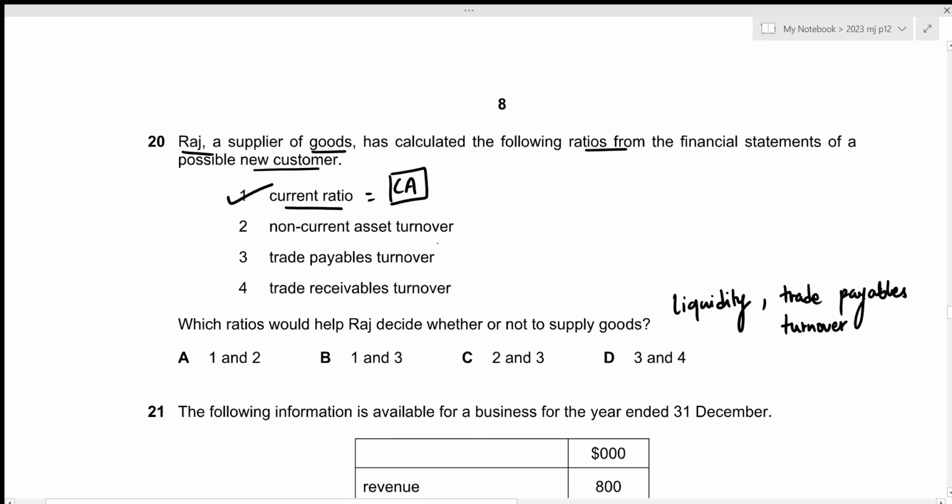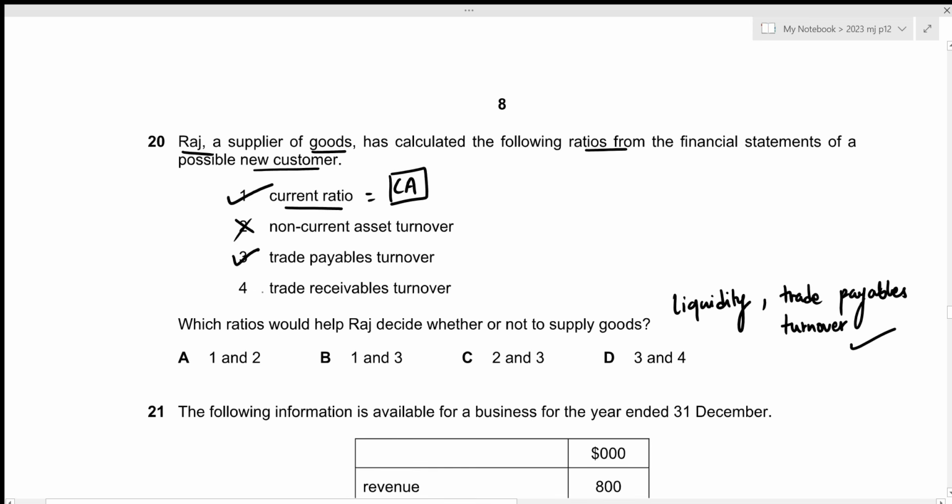So it just shows how the non-current asset is being used in order to generate revenue. And Raj will not have an interest in this particular ratio because it does not let him know about the liquidity position or the trade payables turnover of the particular company. The third one is trade payables turnover. Again, that's the thing that Raj would be interested in because it will let him know the number of days that he will have to wait in order to get the payment for the purchases.